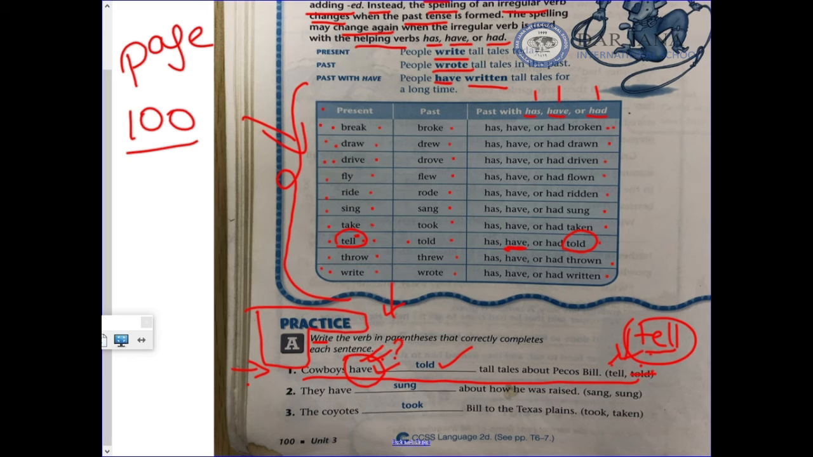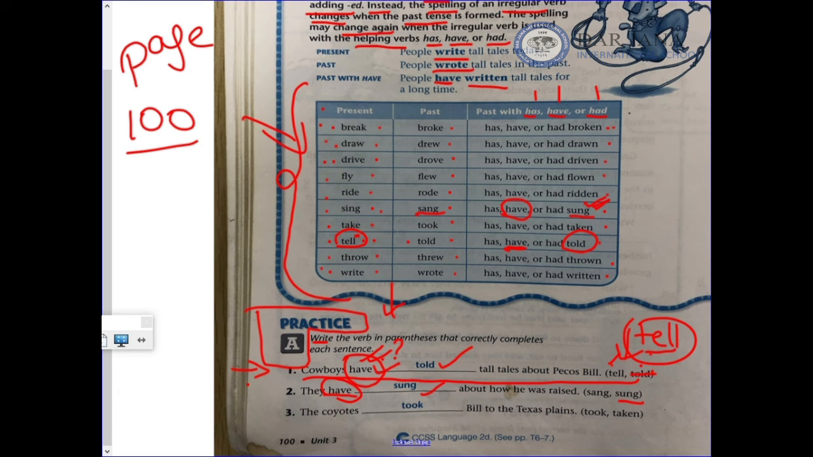Let's go to number 2. They have, let's say this is a dash, about how he was raised. So we have the helping verb have. We have sang and sung. What are you going to use? Go to sing. Go to the question. We have the helping verb have. So in this case, I'm going to use sung. Why? Because when there is any of the helping verbs, I'm going to use the verb form that matches the helping verb. So my answer will be sung. You're gonna write it here.